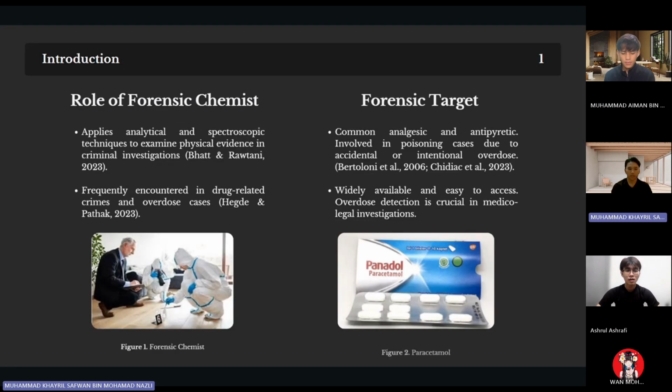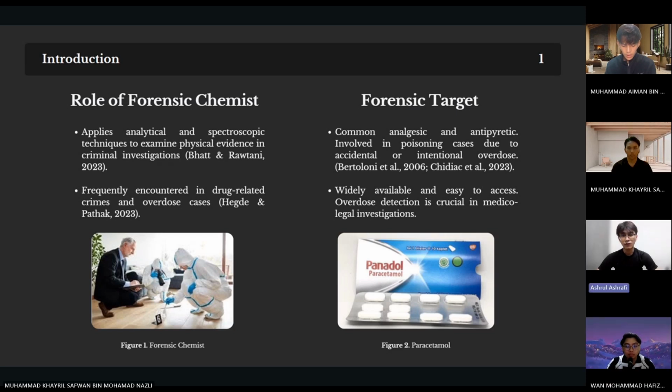Let's get started. So what is the role of a forensic chemist? A forensic chemist applies analytical and spectroscopic techniques to examine physical evidence in criminal investigations. They are frequently encountered in drug-related crimes and also overdose cases. Common analgesics and antipyretics are involved in poisoning cases due to accidental or intentional overdose. They are widely available and easy to access. Overdose detection is crucial in medico-legal investigation.